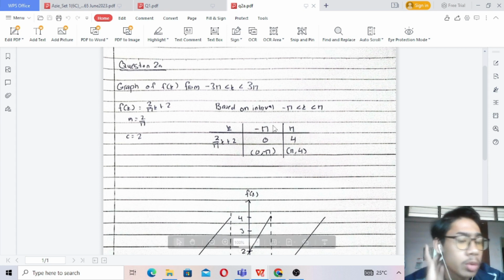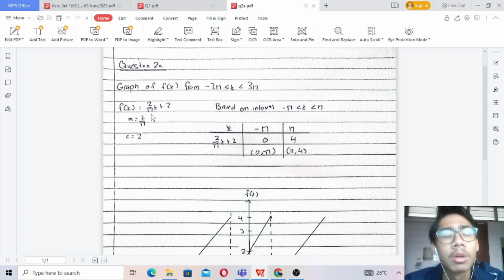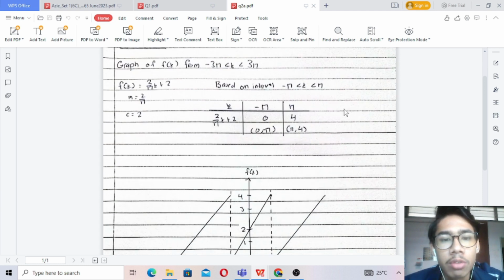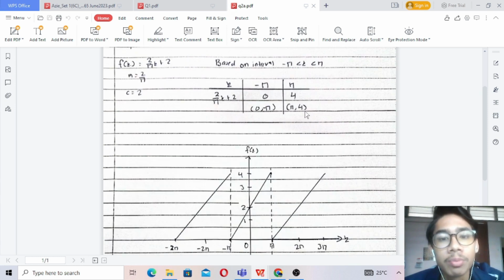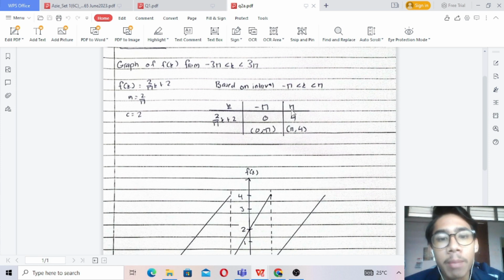So as we can see, the first thing we have to do is determine the gradient and the y-intercept. The gradient is 2 over pi and the c is 2. So how do we identify the y-intercept and the gradient? Since the function has been given, we can list down the gradient and the y-intercept. To identify the coordinates, we have to substitute negative pi and pi into the equation, and then we get 0 for negative pi, and pi equals 4.